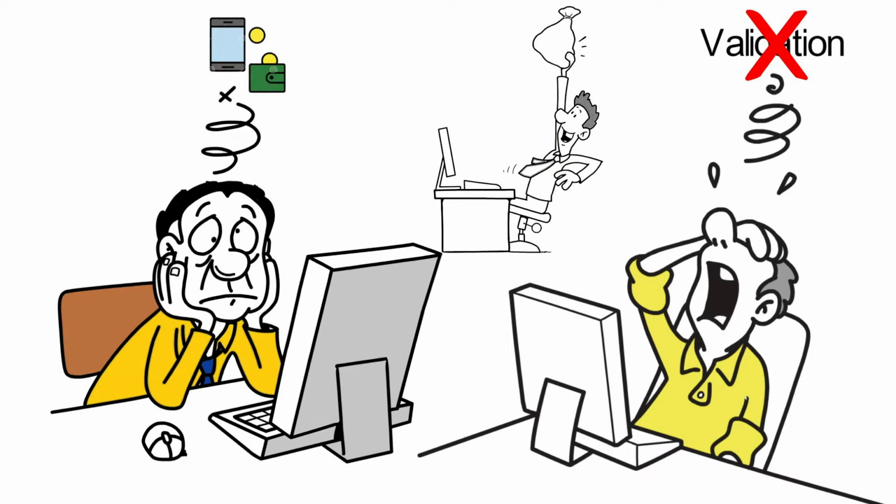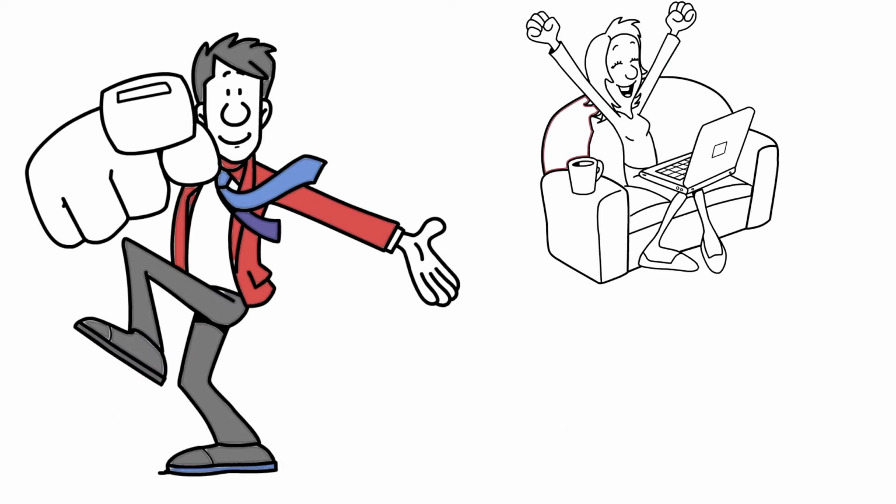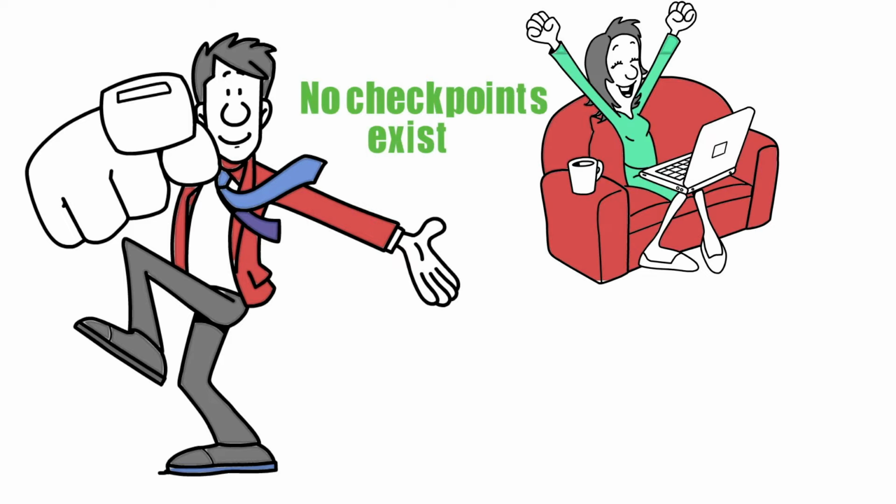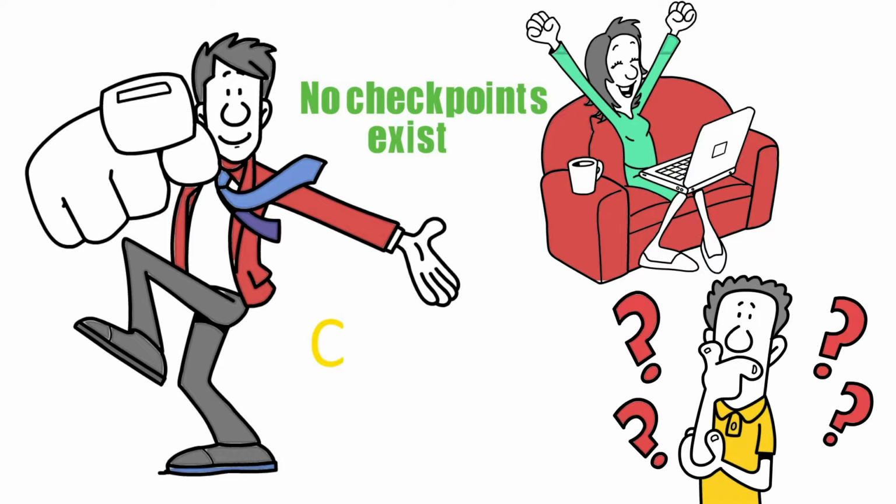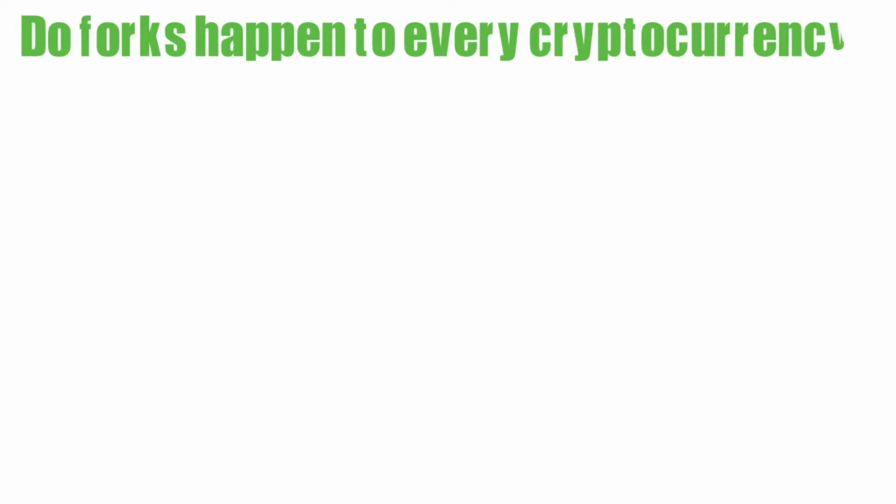Checkpoints also help prevent you from losing money if a fork occurs. You are not required to use them, but doing so is beneficial to the network's health, especially if that network has value. If no checkpoints exist, then you're on your own when it comes to knowing what version of code your node runs.